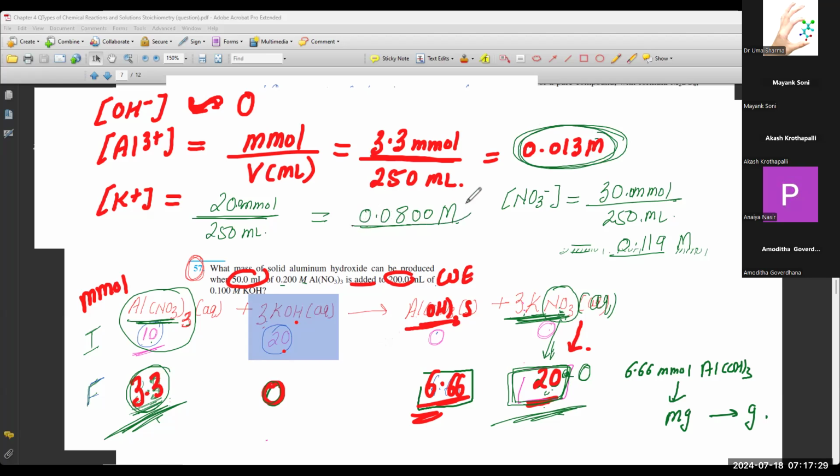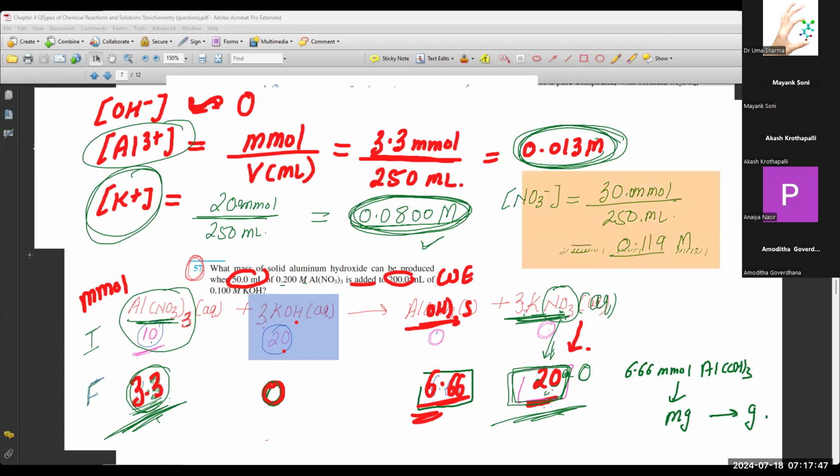I think this number is bigger. This one? This one is bigger. This is K plus. This is aluminum. So the highest concentration is of the nitrates, then of the K plus, and then of the aluminum. Minimum is of the OH minus, which is nearly zero, because it was the part of the limiting reactant, which finally has become the part of your weak electrolyte, aluminum hydroxide. So it's precipitated out.